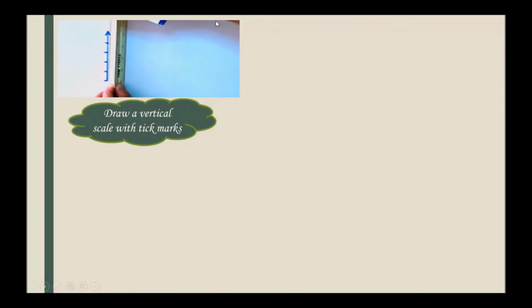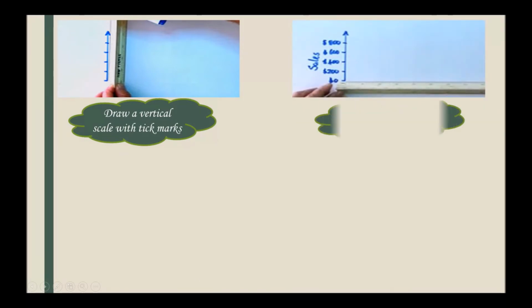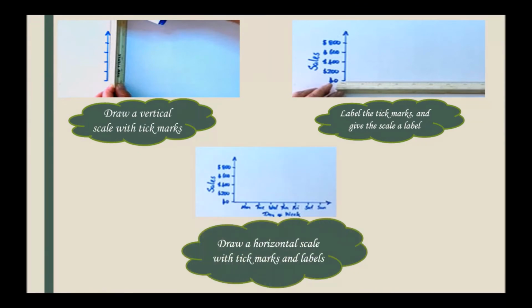First of all, we will draw a vertical line with the tick marks on it. Then we will label the tick marks and give a scale. So we have given $0, $200, $400, $600 and $800. Then draw the horizontal line, tick marks and labels. So we have drawn the horizontal line and tick marks are there, and we have written the days of the week from Monday to Sunday.